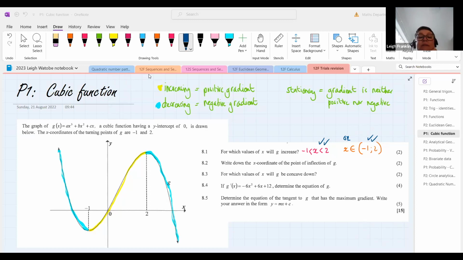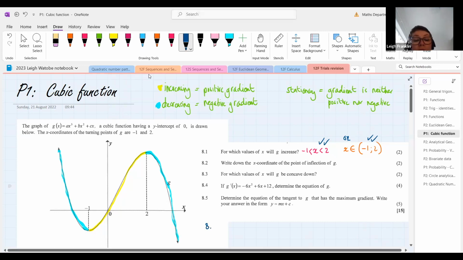Now they want us in 8.2 to write down the x coordinate of the point of inflection of G. How are we going to calculate the x coordinate at the point of inflection? And we don't have the equation. There's only one way we can do it now. What are we going to do?